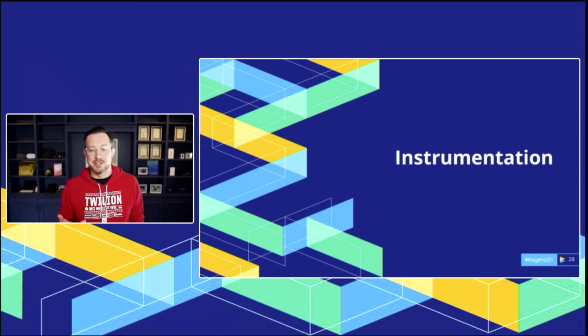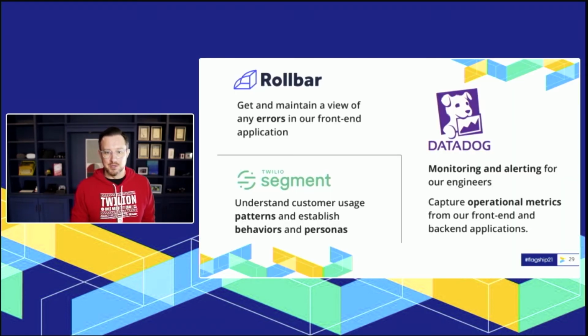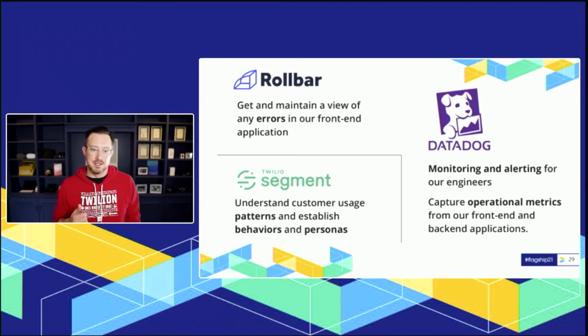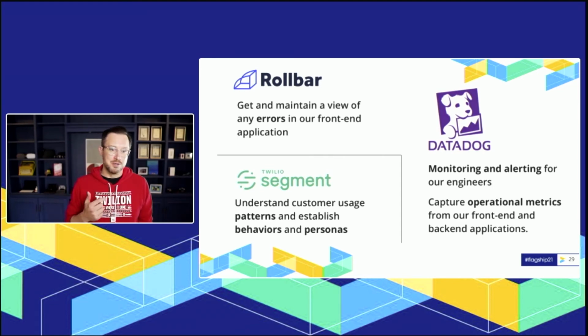So the instrumentation of your application is super important. We are leveraging several tools here: Rollbar, Datadog, and Segment. Rollbar is a great tool to let you know if there's actually errors occurring in the front end application. This is super important because customers may run into a page that doesn't load or renders incorrectly. But if you don't have it instrumented correctly, they may not leave feedback. They might just see it and opt out, and you have no real idea why.